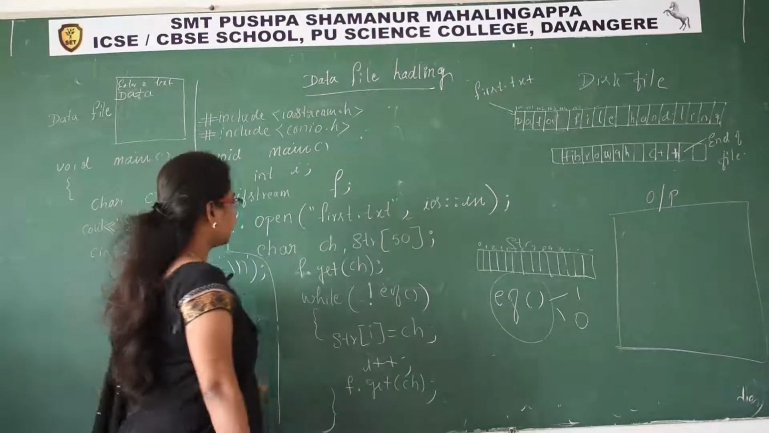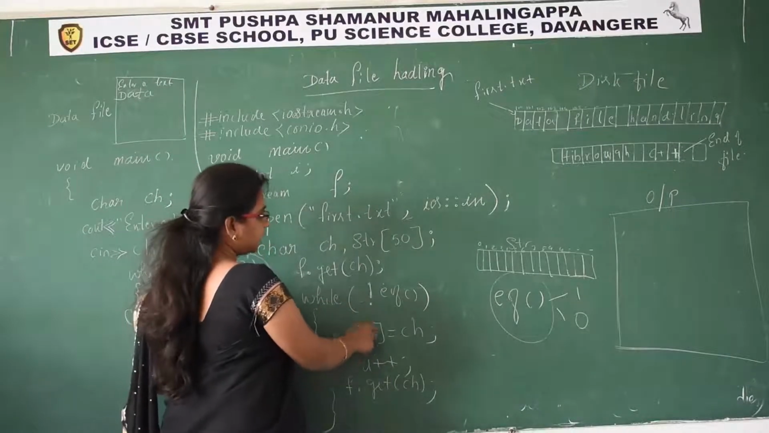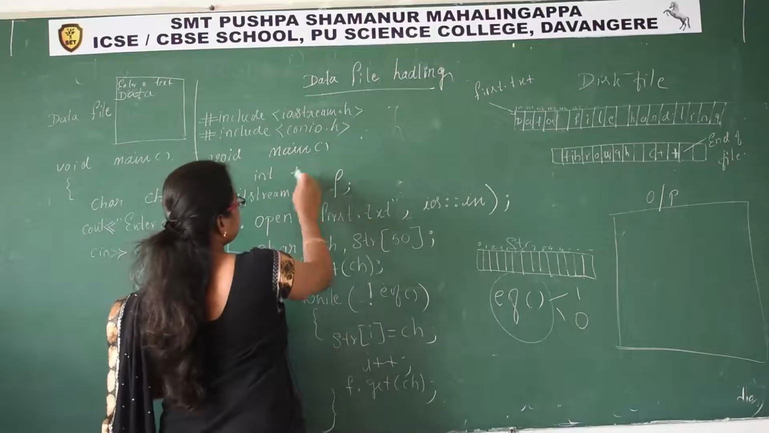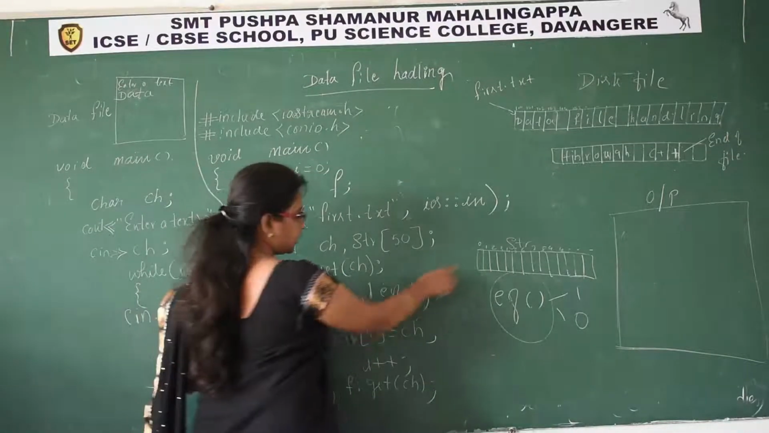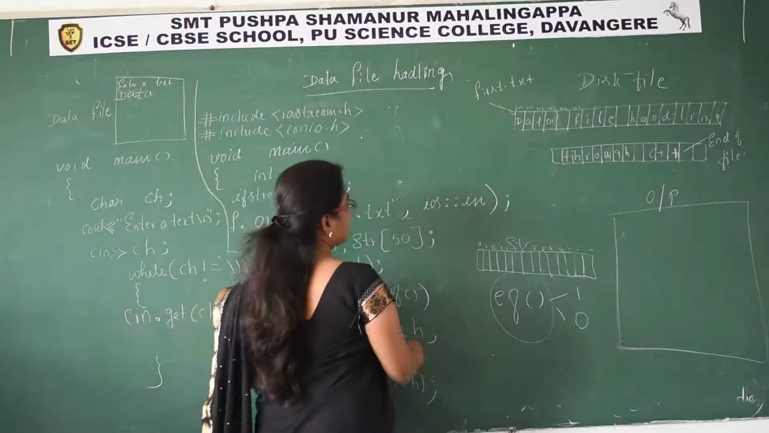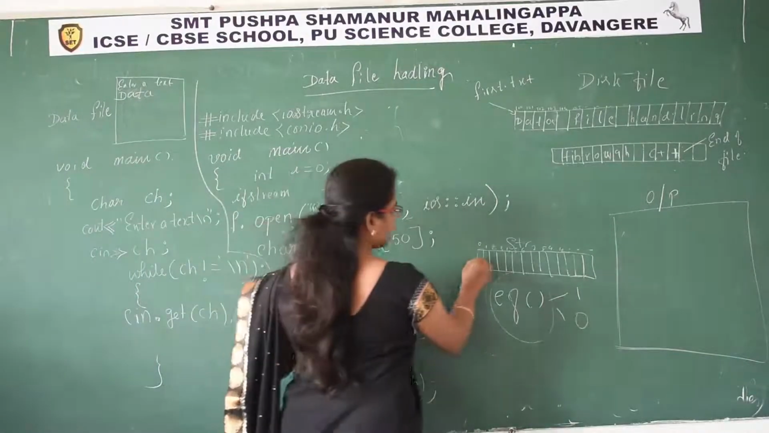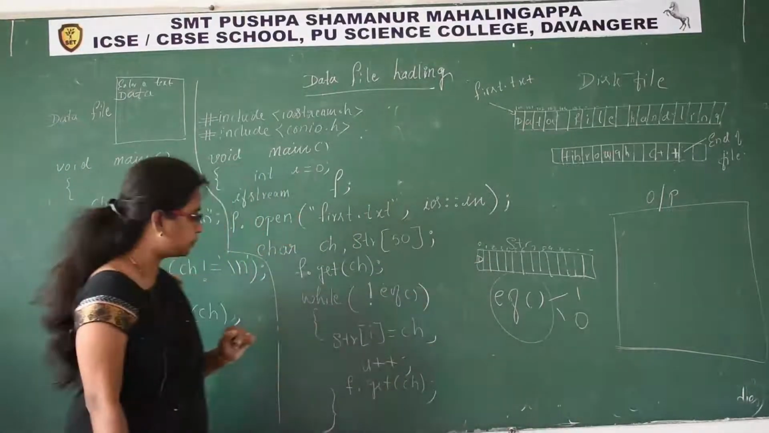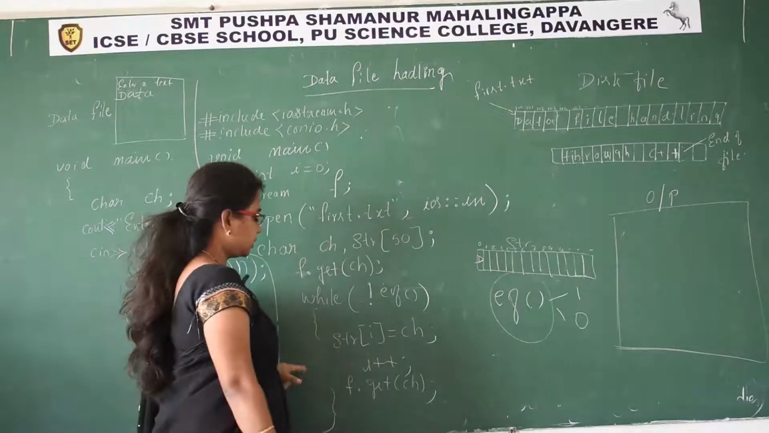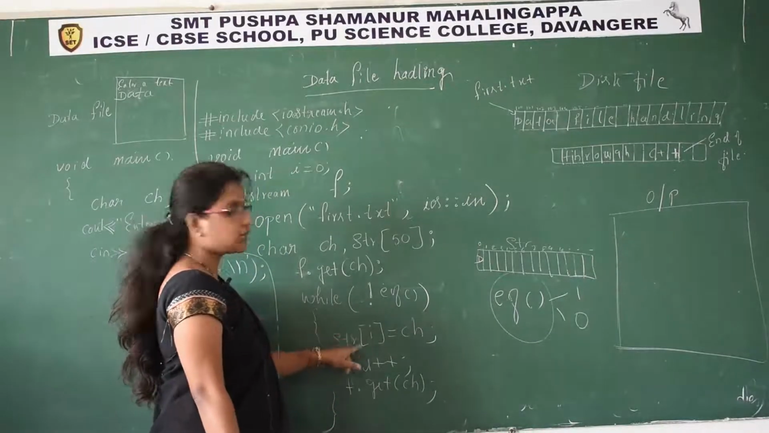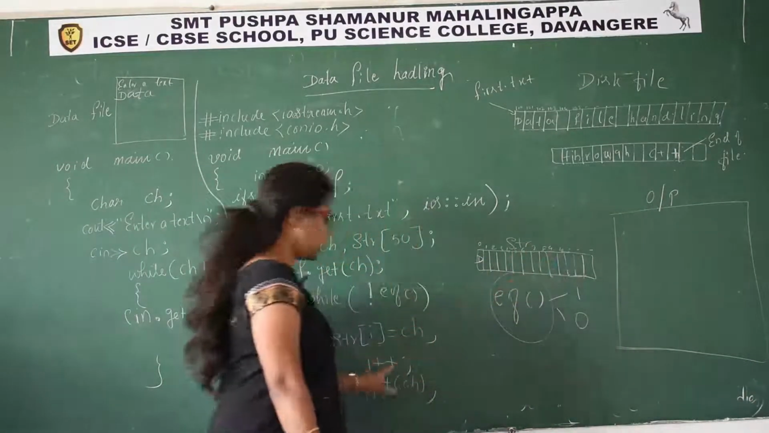Understood? Then str of I, what is there in the I? At the beginning I have to initialize I is equal to 0 here. str of 0, this location, is equal to ch. What is there in the ch? D is there. So D will be stored in 0th location of str. Next I plus plus, I increments, now I is 1. It's related only to this array. I have taken I to point to the positions of this array.